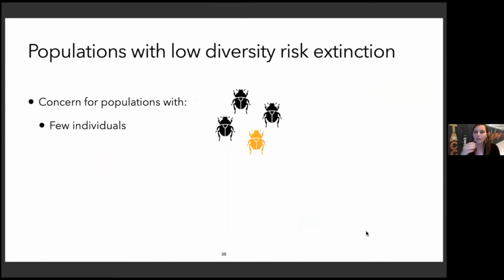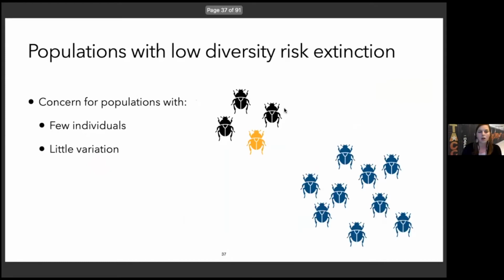And so we are often worried about populations with low diversity because they are at risk of extinction. And so populations that have low diversity might have few individuals, like this example here where they only have 4 individuals, so they could very quickly all get taken out by some event. Or populations that have a lot of individuals but little variation among them. So they're essentially all the same and they're all susceptible to the same things.